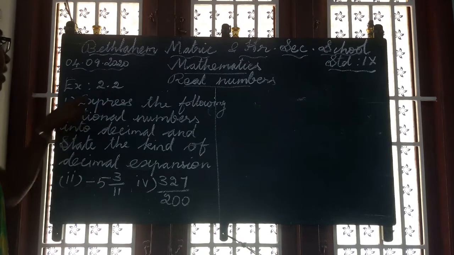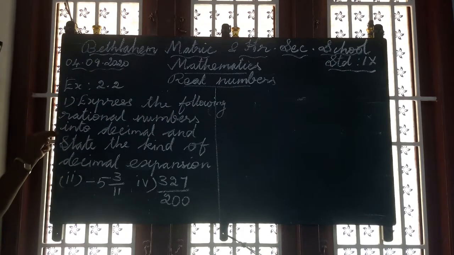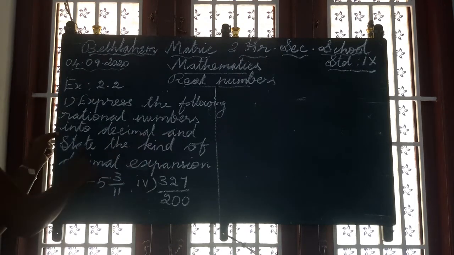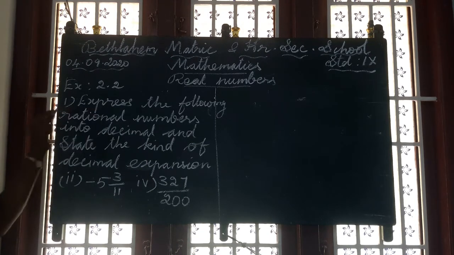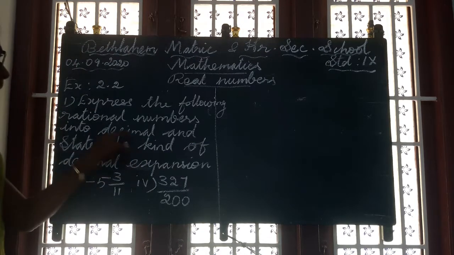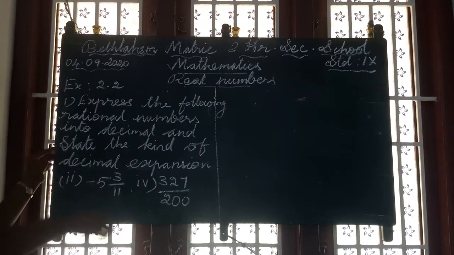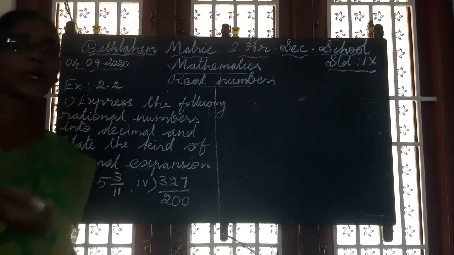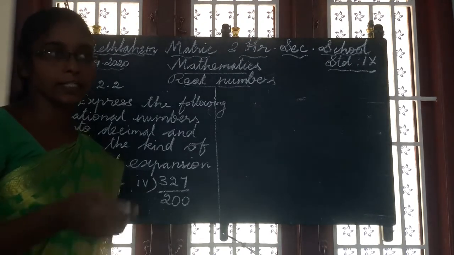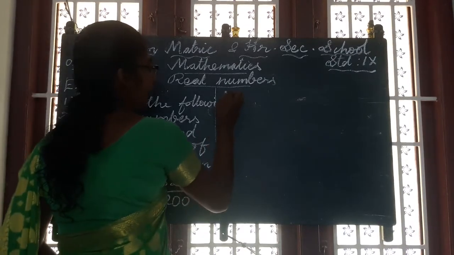Exercise 2.2, first problem. Express the following rational numbers in decimal form and state the kind of decimal expansion. We have to convert these rational numbers into decimals and state the kind of decimal expansion, whether terminating, or non-terminating and recurring. Like that we have to find out. The first question, then the second question.